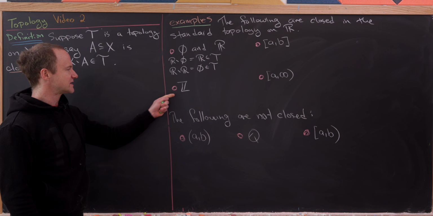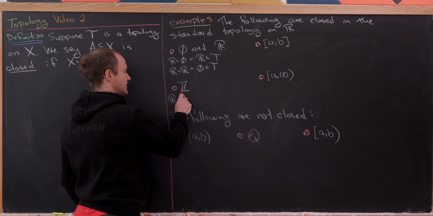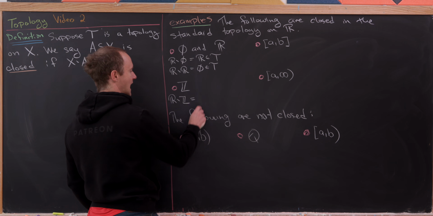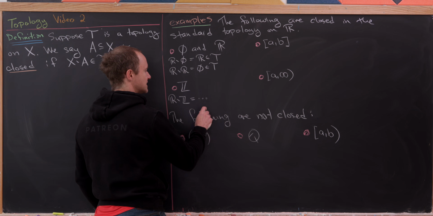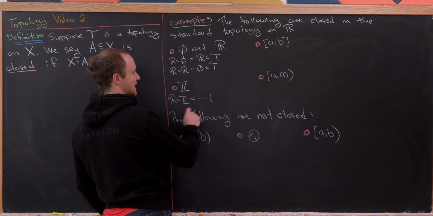Okay, so now let's look at the integers. So let's look at the complement of the integers in the real numbers and observe that we can write that as follows. So it's going to be this union of a bunch of intervals. And so perhaps we'll just write some of them down.